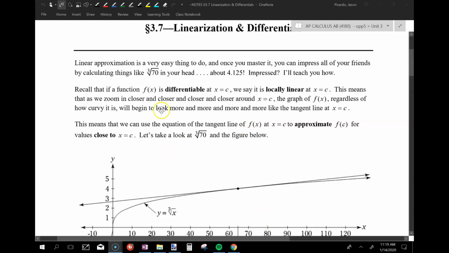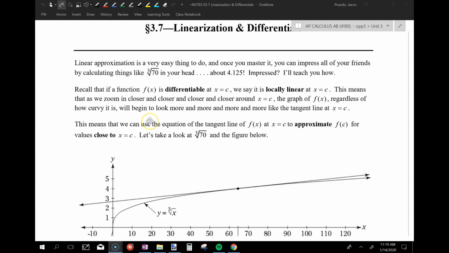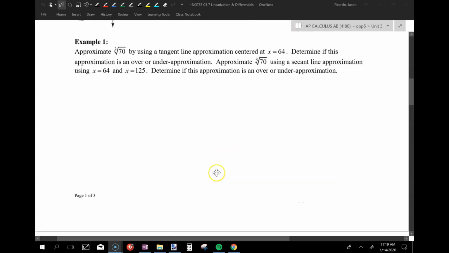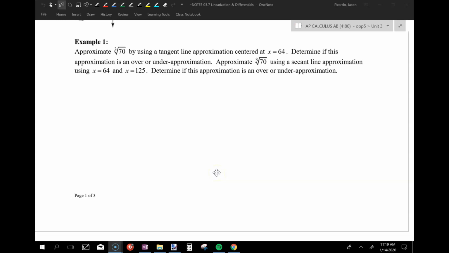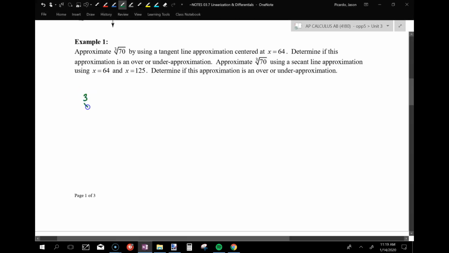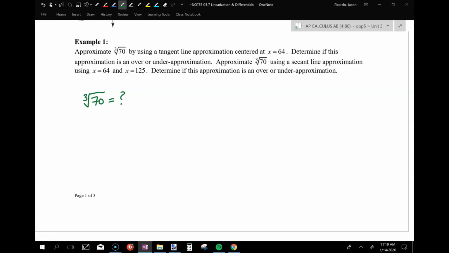Guys, if I asked you to tell me the cube root of 70, give me the cube root of 70. Tell me what it is. What might you do? Give me some problem-solving strategies. Cube root of 70. So what is the cube root of 70 equal to? What would be some strategies? What might you consider doing?